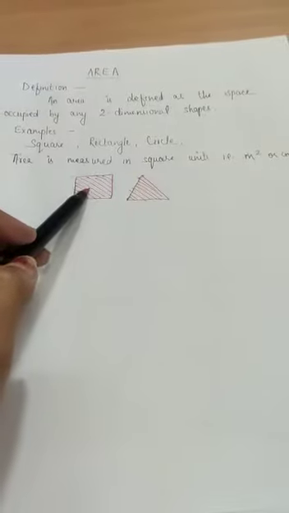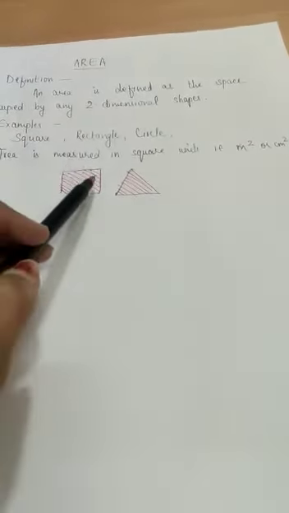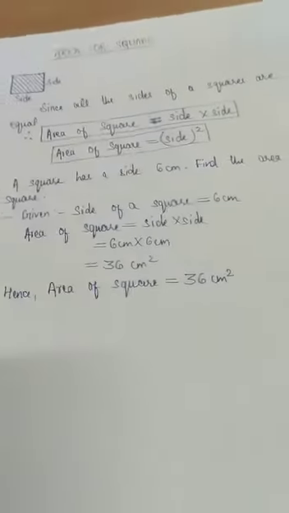Remember, area is always measured in square units, that is meter square, centimeter square or kilometer square. Whatever its unit is, it is always measured in square units.